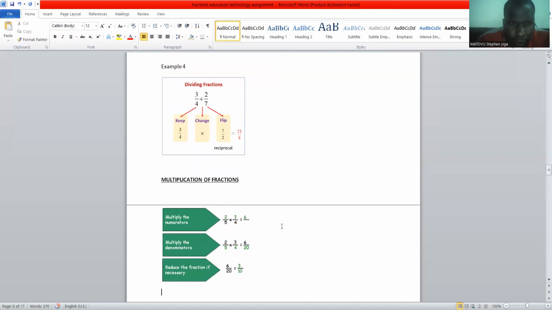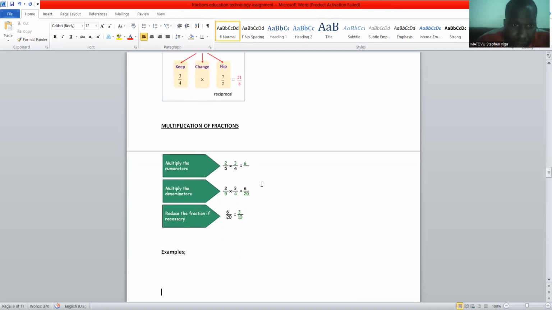Example 4 is 3 out of 4 divided by 2 out of 7. Keep the first fraction, change the division into multiplication, flip this one to 7 over 2, then we get 21 out of 8. When you flip this, most times it becomes the reciprocal of the other one. We are done with division.